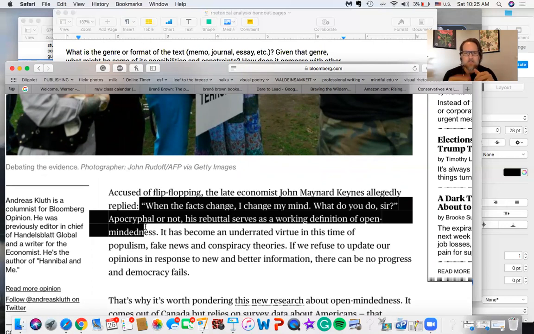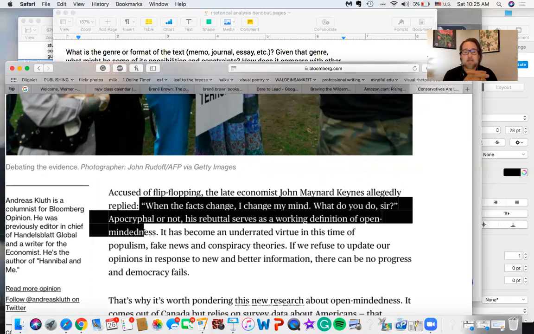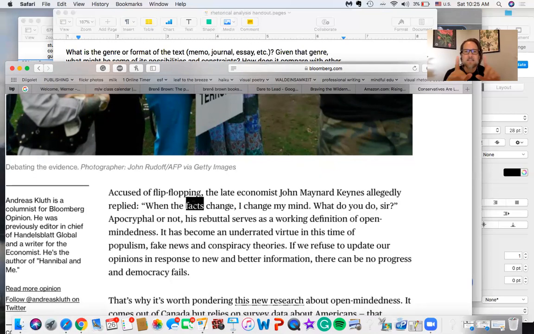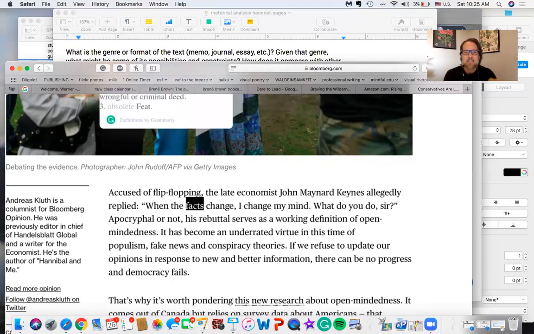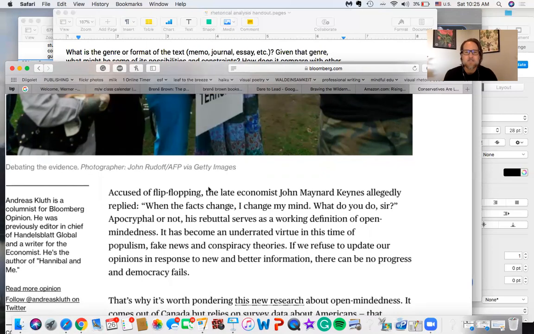And so he says that's a working definition of open-mindedness. I like the idea of "working" because he's qualifying. I mean, he gives us a little sense that he can slip and work with it different ways. But one of the things we talked about in class was this idea of facts. Sometimes you need to challenge even the premise, the words, if you will, that are used to build the argument.